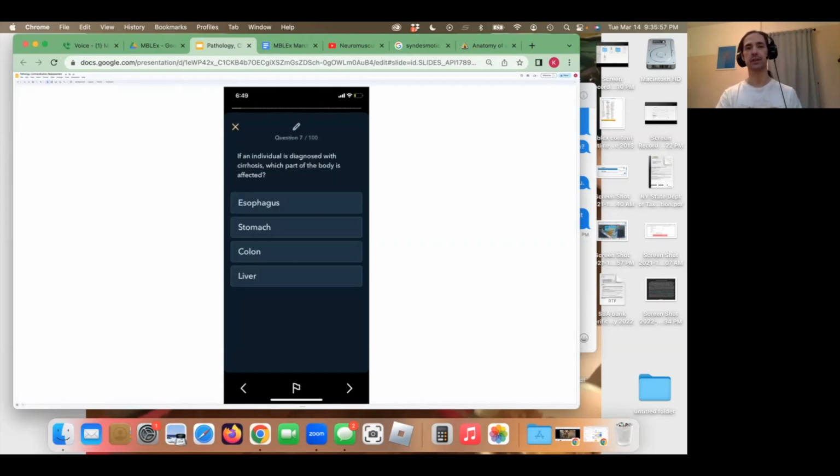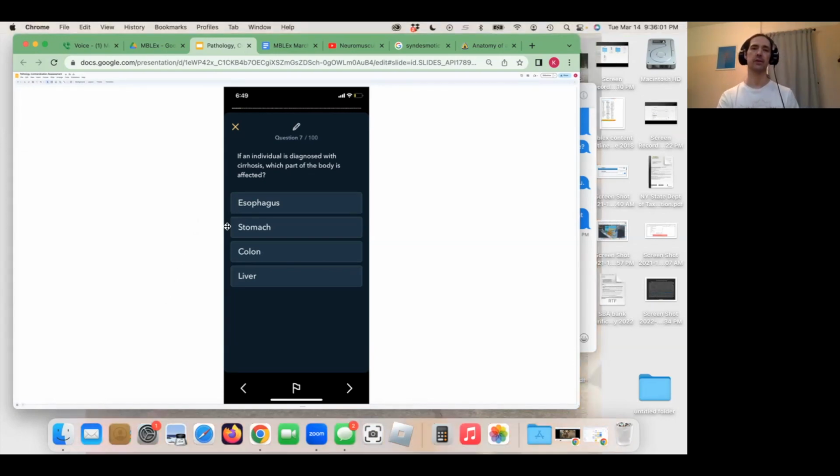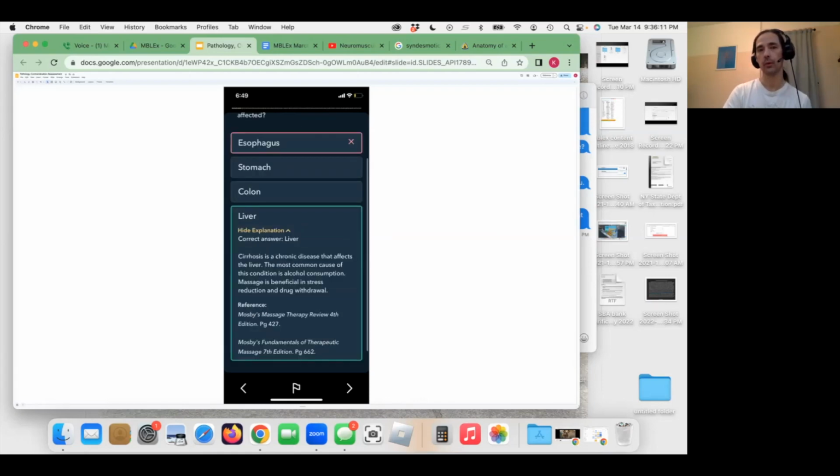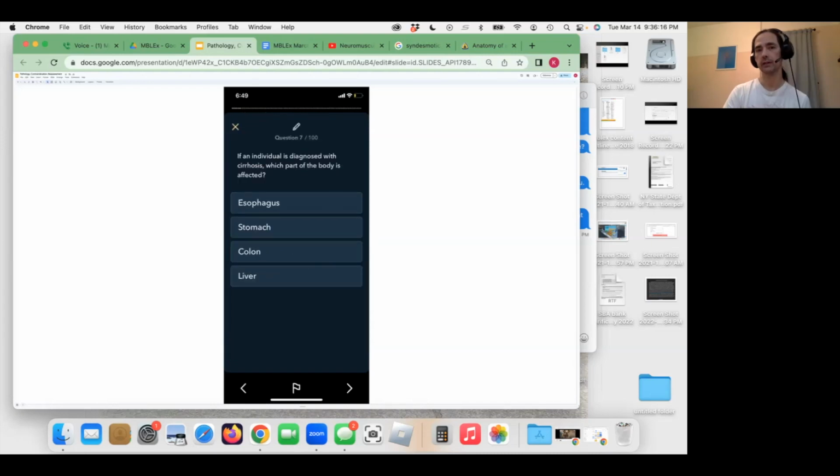If an individual is diagnosed with cirrhosis, which part of the body is affected? Esophagus, stomach, colon, or liver? Liver. Yep. The liver, yeah. Where is it? Any clarification needed for that? No.